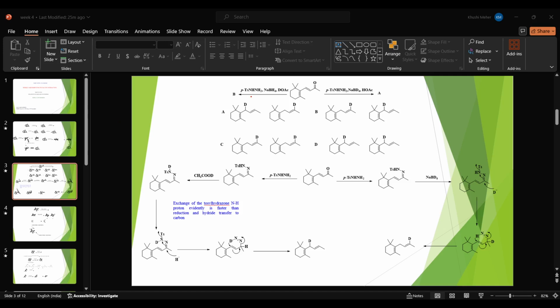Do you have any idea? Suppose we don't have any deuterated reagent, and we have only para-toluenesulfonyl hydrazide and sodium borohydride along with our acetic acid. Then what will happen? So what is the general reaction? If it reacts with a keto or the alpha beta unsaturated keto compound, what will happen? And how? What will be the product you will get?